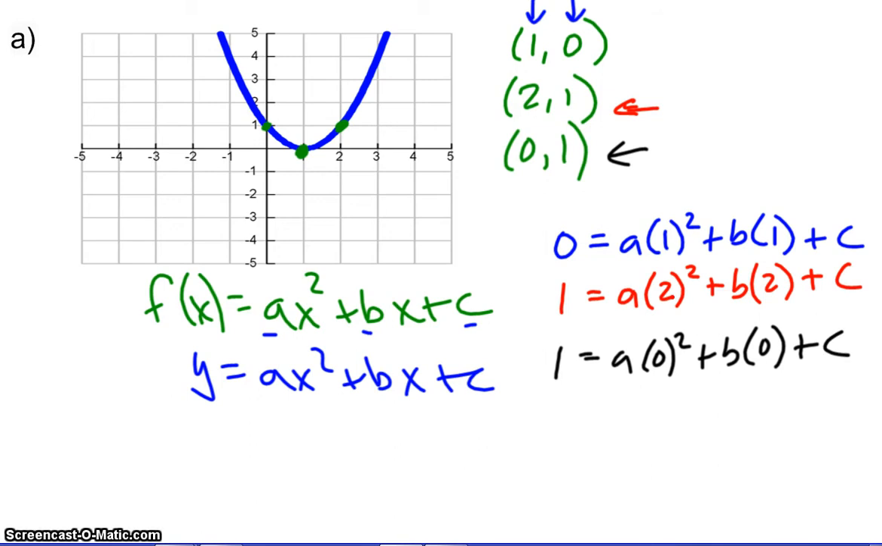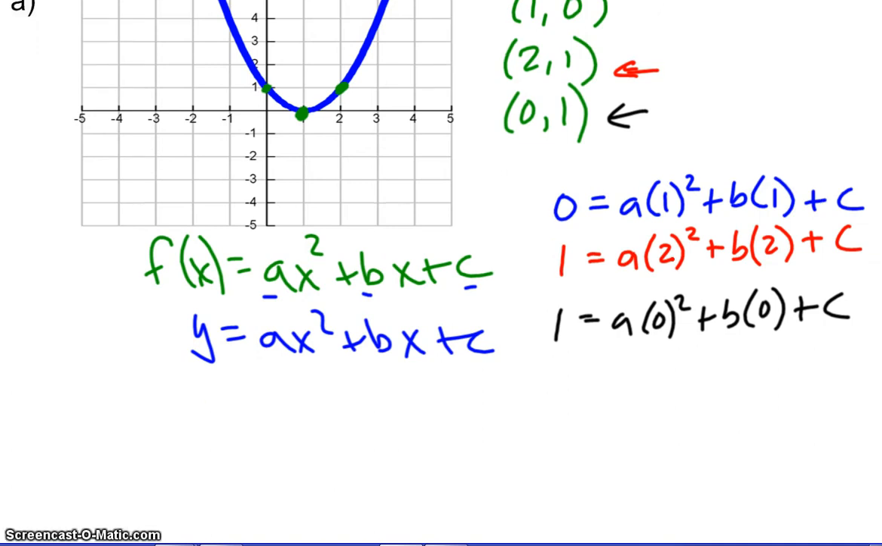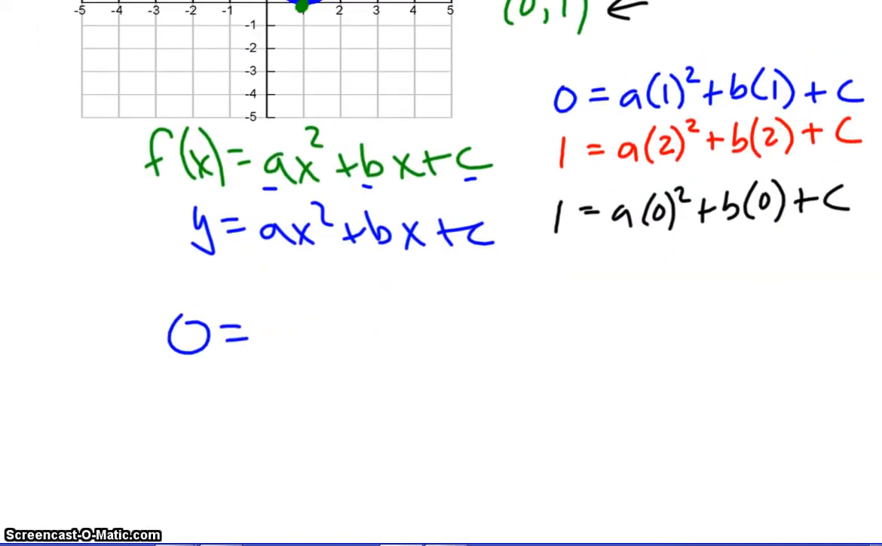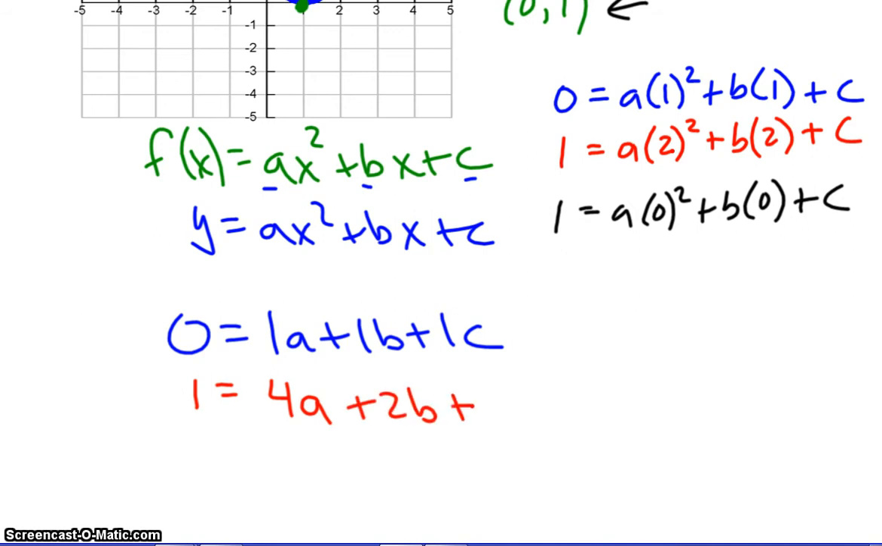And for that first one that we did, I can scroll down. We get 0 equals 1a plus 1b plus 1c. And then for the second one, we're going to get 1 equals 4a plus 2b plus c. And then for the last one, we're going to get 1 equals 0a, 0b, and, I'm sorry, 1c. Now what we have here is 3 equations for 3 variables, and we can eliminate those. We find out that c automatically equals 1.